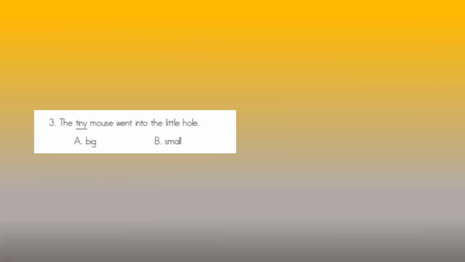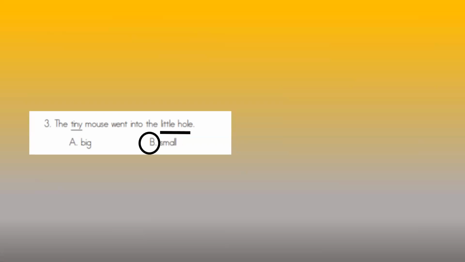Although a mouse could be considered big, I don't think it matches with the little hole. Let's try it with B, small. The small mouse went into the little hole. I know that little and small mean the same thing. That tells me that tiny, small, and little are all synonyms. They all mean the same thing. So the answer is B, small, because tiny and little and small are synonyms.